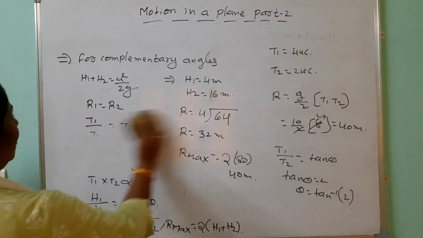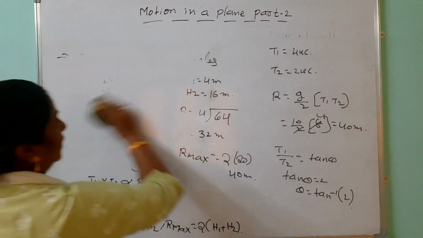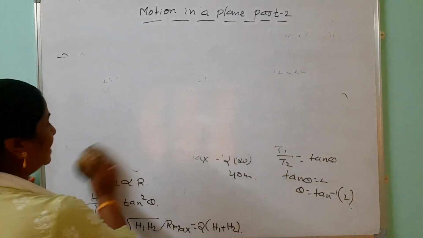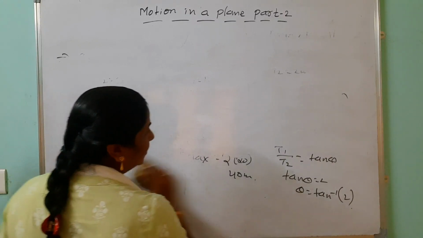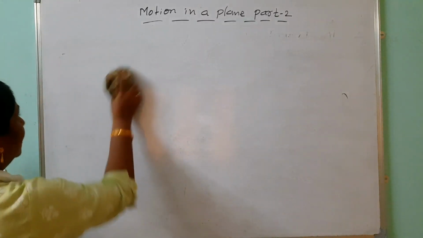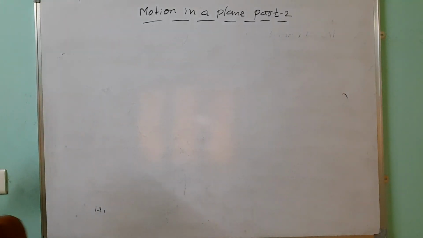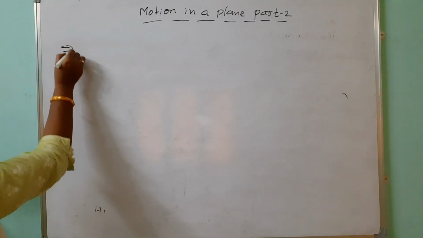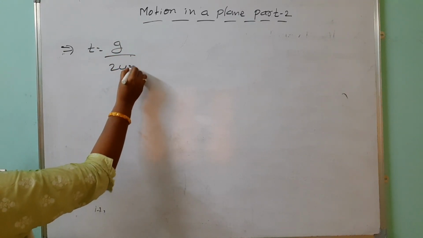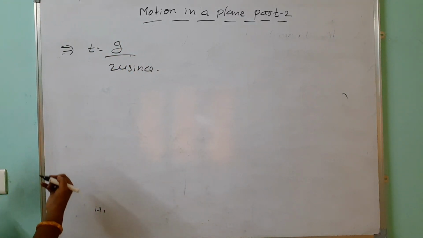See, when the body is projected upwards, after some time it is coming perpendicular to the projected point. At that time, how much time is it? Immediately you have to remember that the time at which it is perpendicular to the point of projection means t equals 2u sin theta by g.